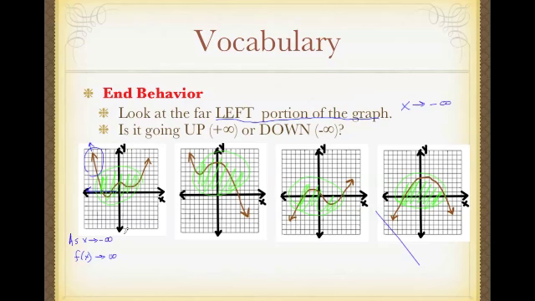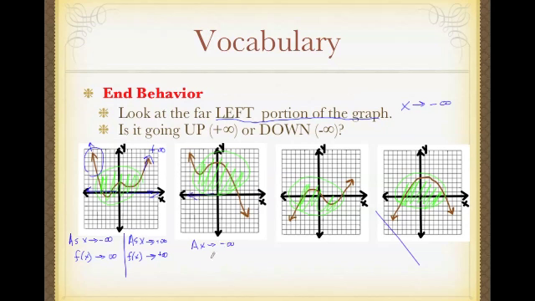If I look at the right side of the graph, I would say as x is approaching positive infinity, because here my x values are increasing, f of x is approaching, it's going up, so I know it's going to positive infinity also.